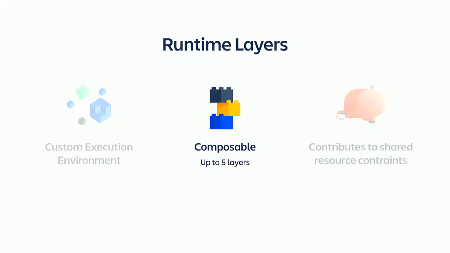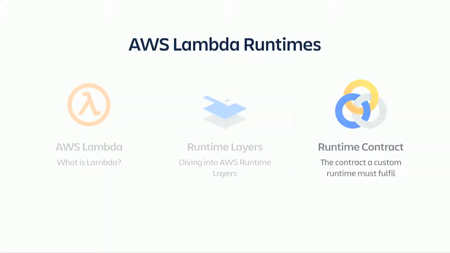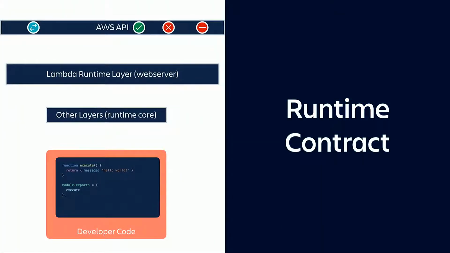Now, one thing to keep in mind is that this contributes to the same resource constraints that the developer's code is subject to. So the more you ship in these runtime layers, the more you eat into what the developer can write. Now, when you make one of these runtimes, you actually have to fulfill a contract under the hood. And this is sort of what it looks like. Now, under the hood, Lambda's actually basically running an EC2 box. And it looks something like this.